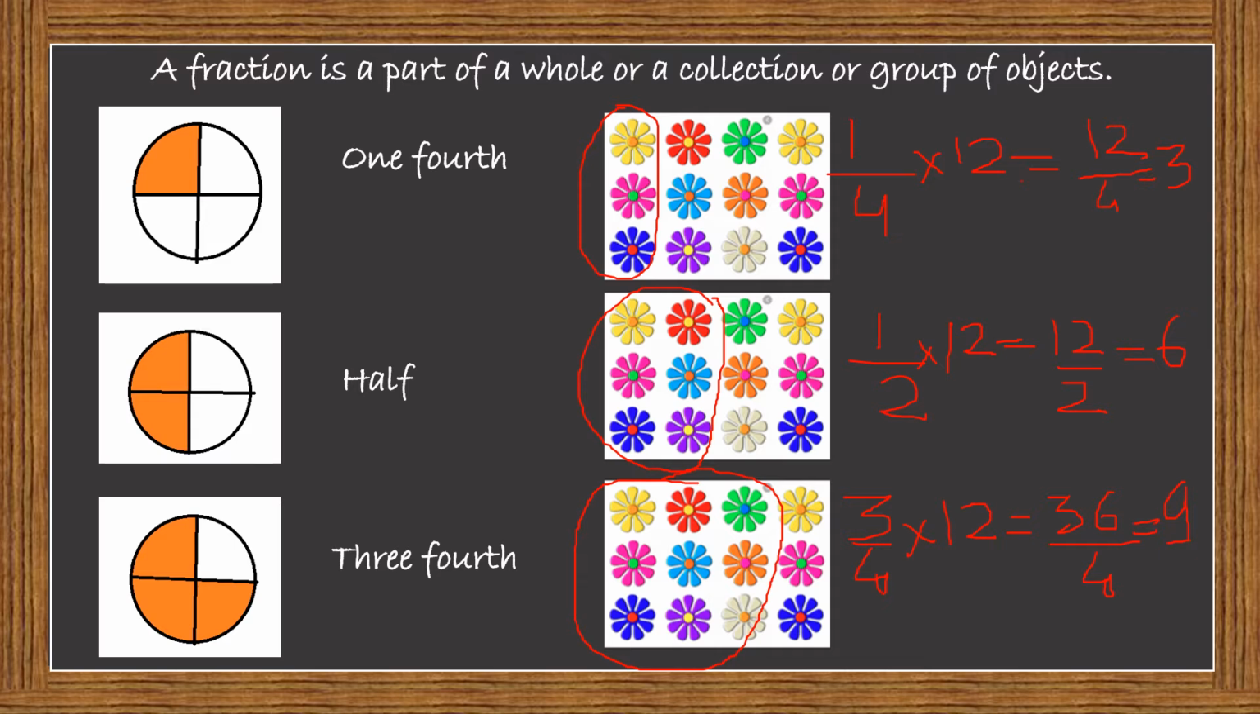The same can be represented as a part of a whole. So this 1/4 can be considered as a complete circle and 1/4, that is one part, is shaded out of 4 equal parts. Half means we have taken a circle and half part of the circle is shaded. 3/4 means again we have considered a whole and then we have divided it into 4 equal parts and we have shaded 3 parts. So we understood a fraction as a whole and a fraction as a collection.